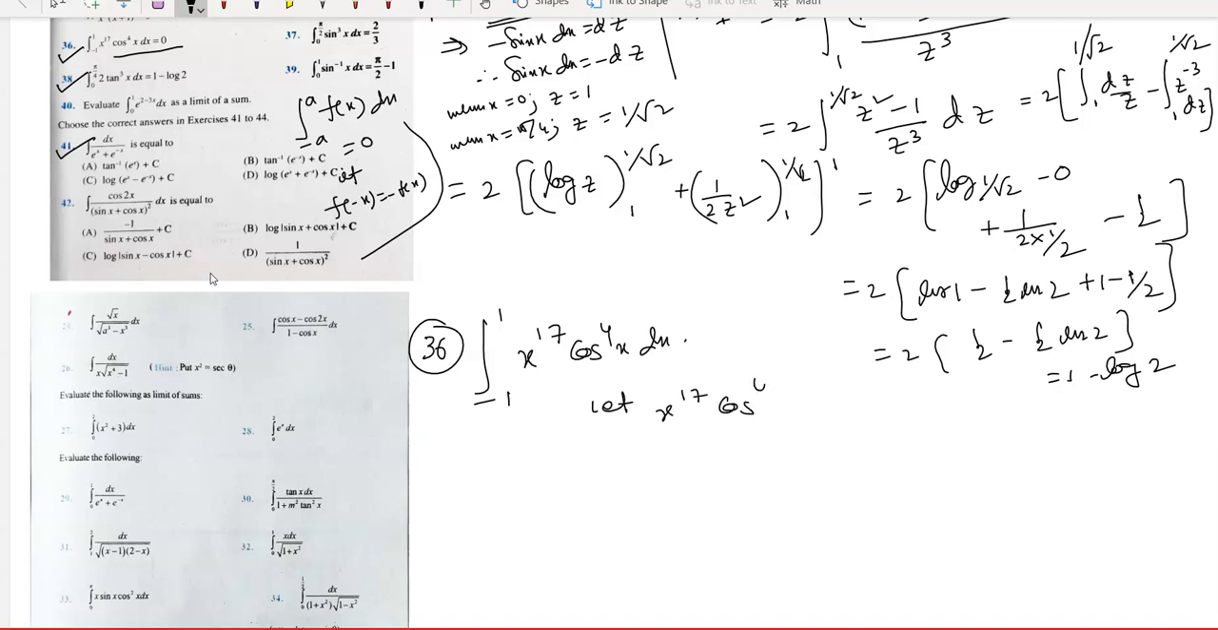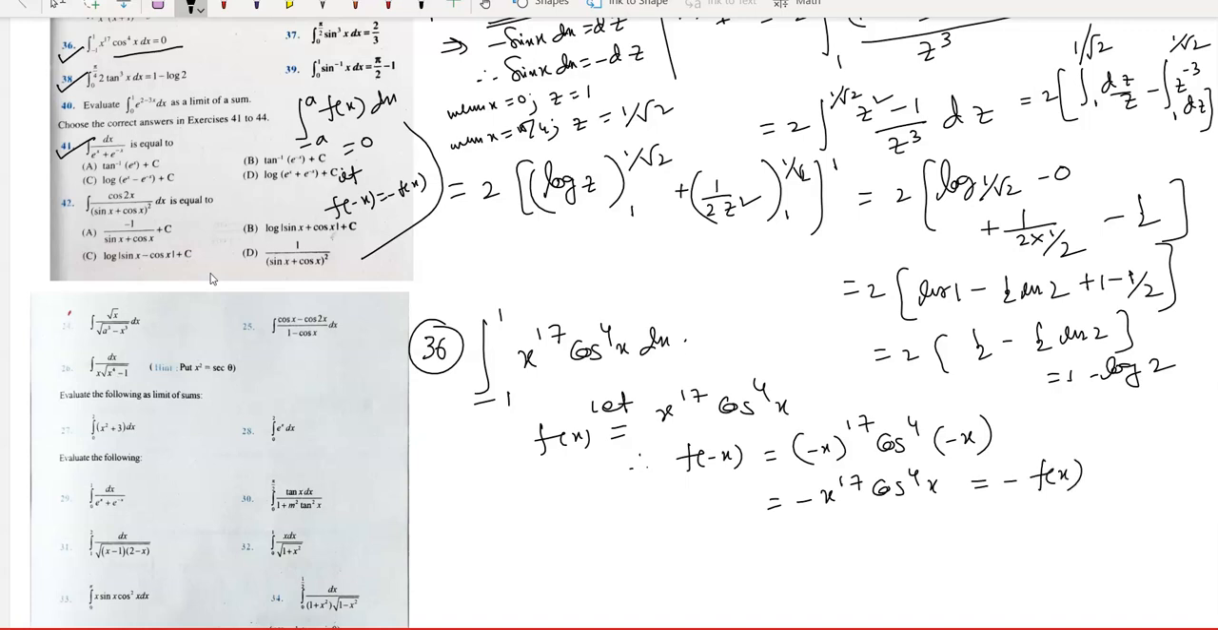Let f(x) = x to the power 17 cos to the power 4x. You assume this. So f of minus x is going to be what? It is minus x to the power 17 cos to the power minus 4x. Minus x to the power 17, this is an odd power, you know. There will be a minus sign before, so it will give us minus f(x).